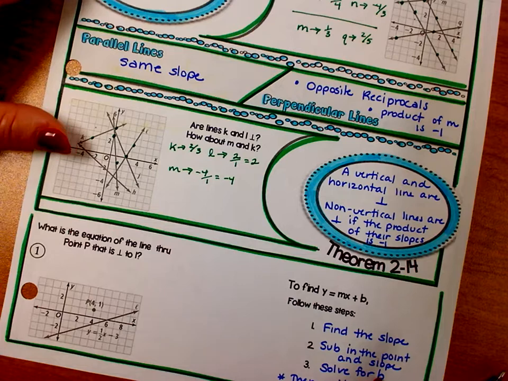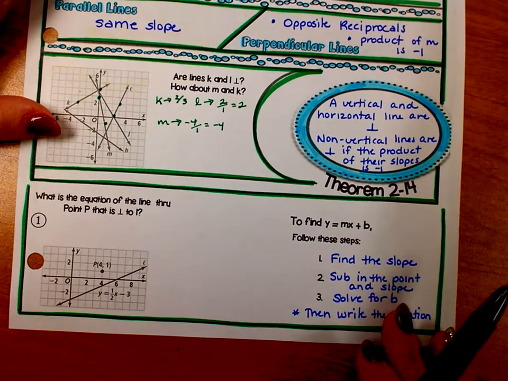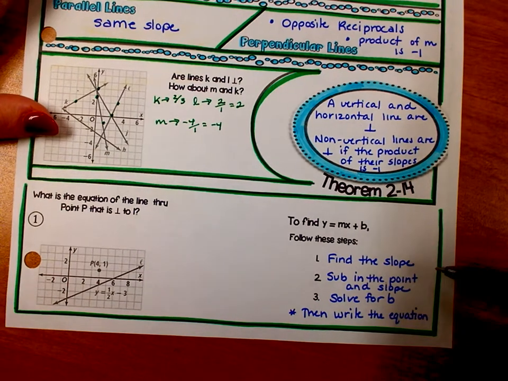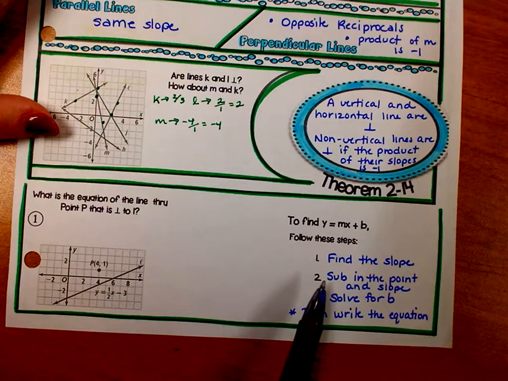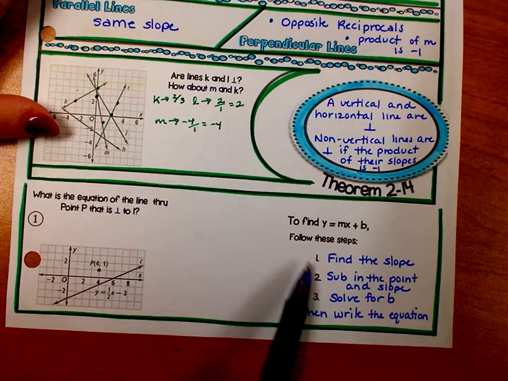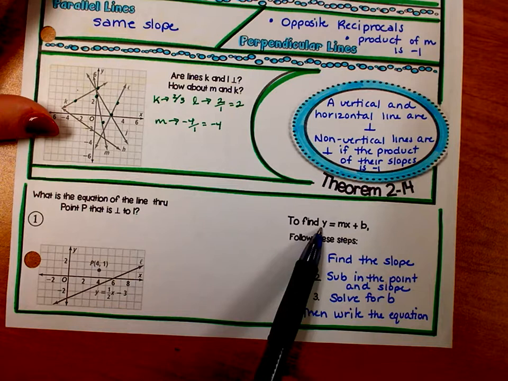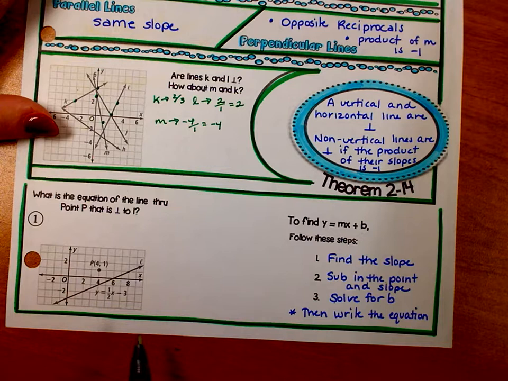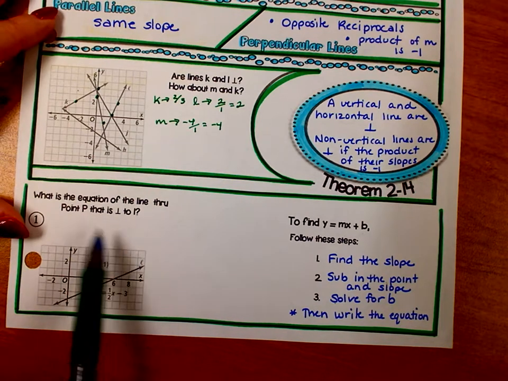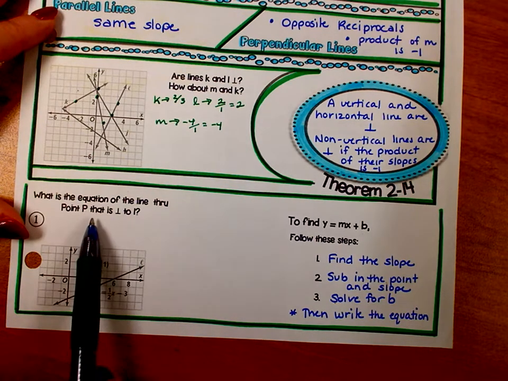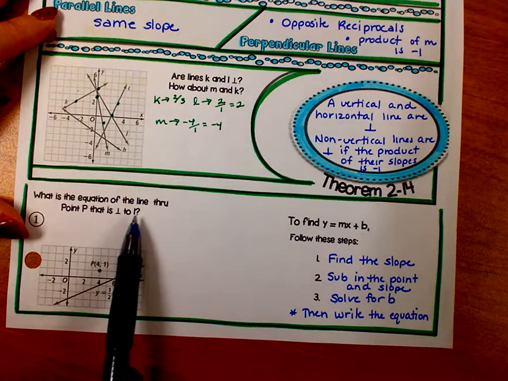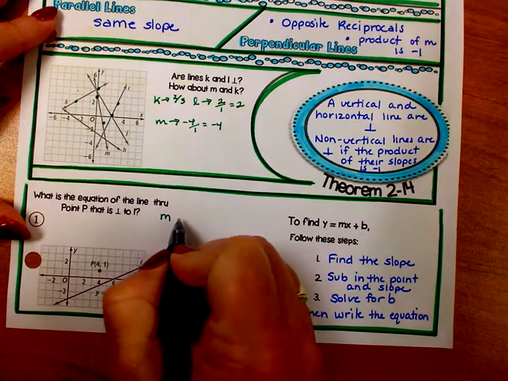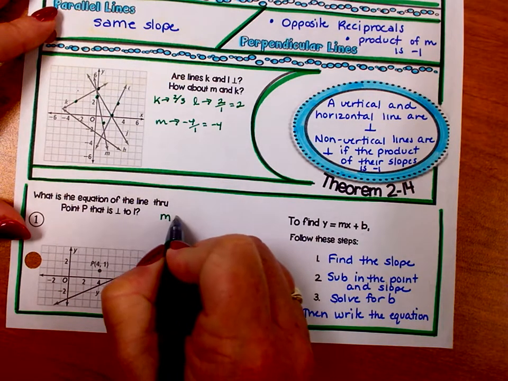The next thing we're going to do is write equations using these two theorems. To write an equation, this is just like it was in Algebra 1. You're going to find the slope, sub the point and the slope into your original y equals mx plus b, solve for b, and then plug the slope and the b back in. Write your equation. Let's take a look at this one. We want to write an equation of the line through point P that is perpendicular to line L. Line L has a slope of 1/2.